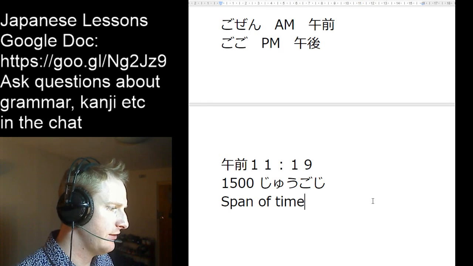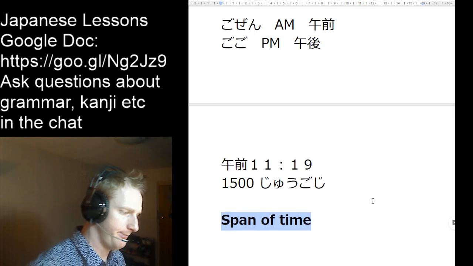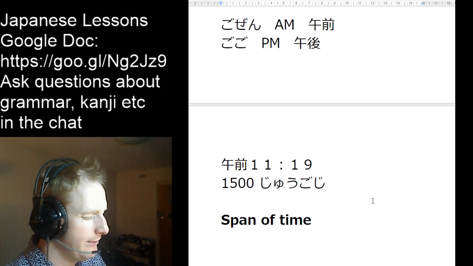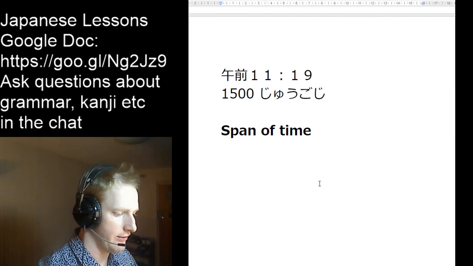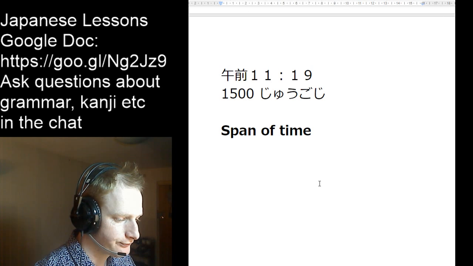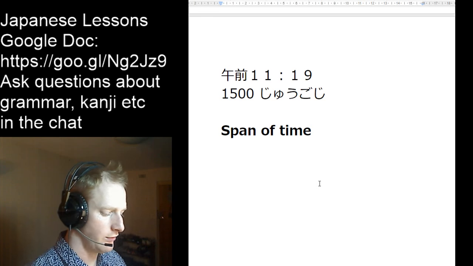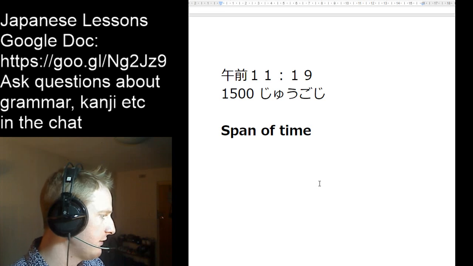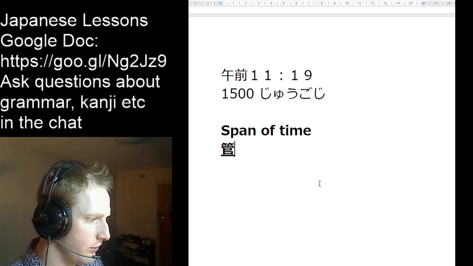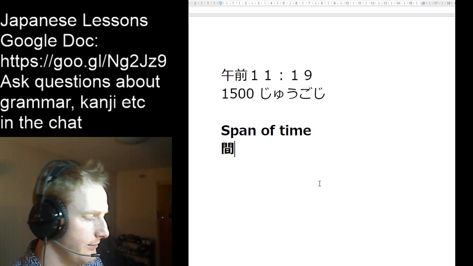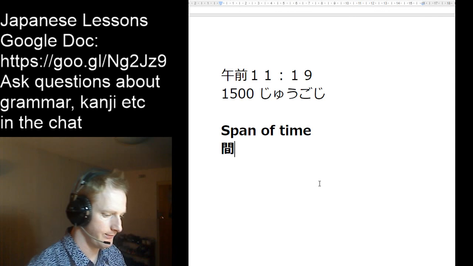Okay, next thing we're going to look at is spans of time. So this is a little bit more complicated, but again, we're just using our counters once again. So first off, we've got kan. This character is really important whenever we're looking at it. Probably shouldn't have just searched for kan. Anyway, but we have our kanji here.